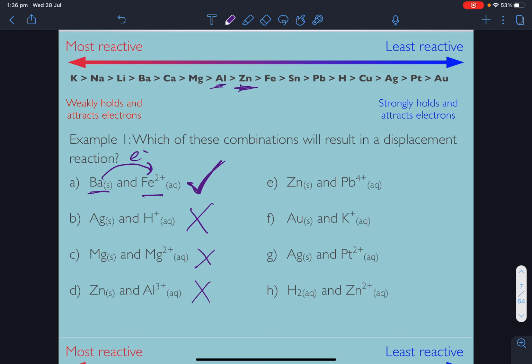Zinc and lead, or lead's down here, zinc's up there. Lead likes its electrons more than zinc. Lead hasn't got all of its electrons. Electrons will transfer. We'll get a displacement reaction.